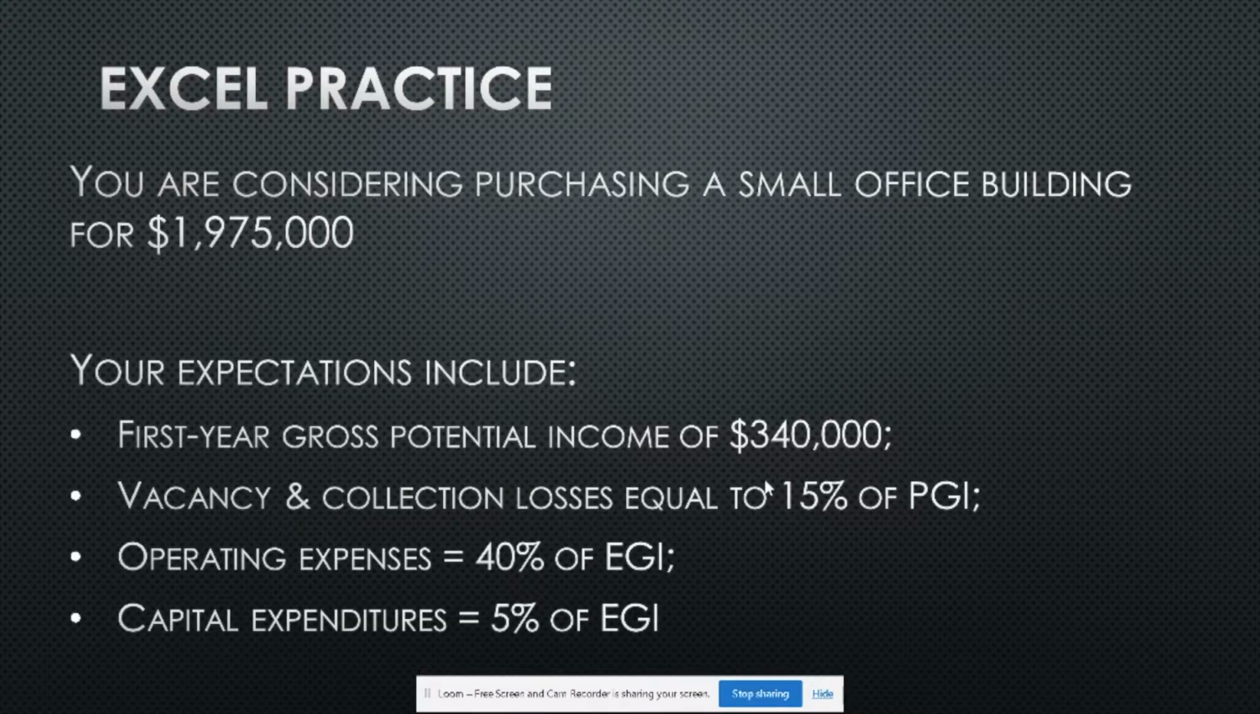In this exercise, we're asked to consider purchasing a small office building for $1,975,000. And your expectations include the gross potential income of $340,000 for the first year, vacancy and loss of 15%, operating expense at 40%, and capex at 5%.